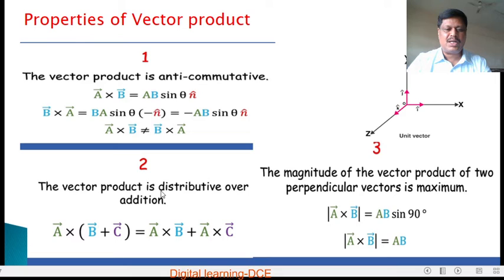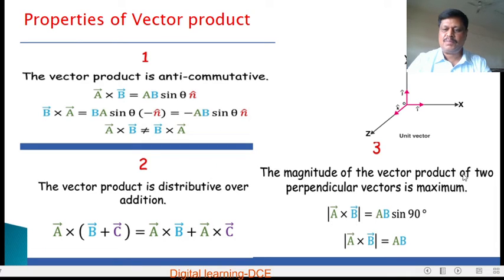The second property: the vector product is distributive over addition. That means A cross (B plus C) is equal to A cross B plus A cross C. The vector product is distributive over addition.